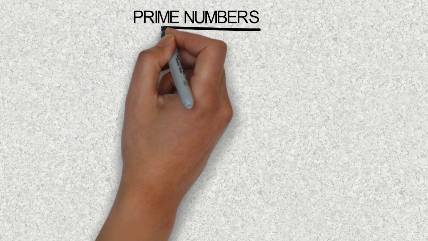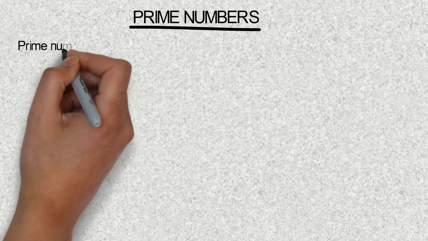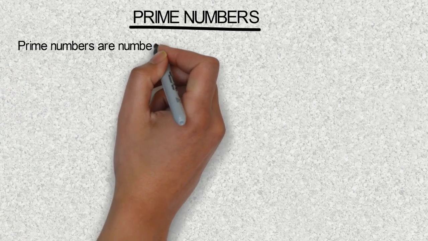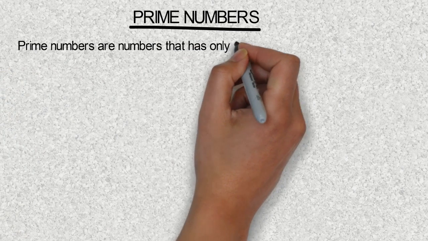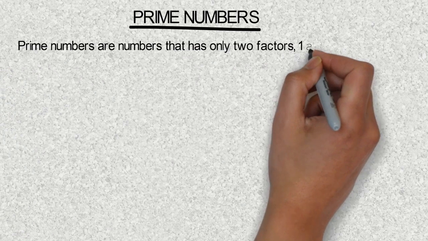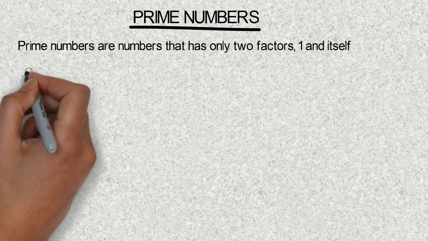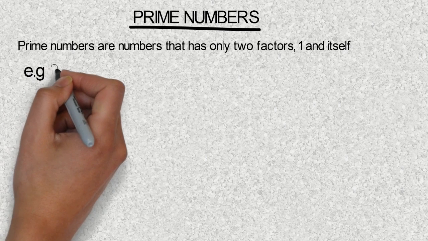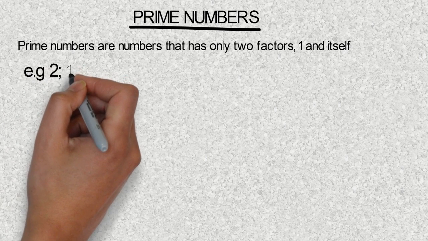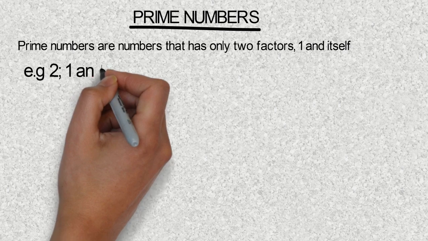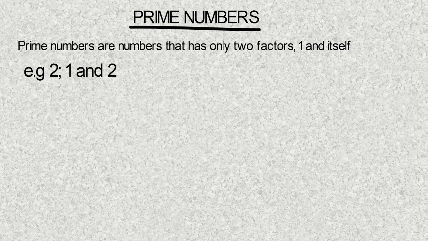Also, prime numbers. What are prime numbers? Prime numbers are numbers that have only 2 factors, that is 1 and itself. So that is a prime number. For example, let's get the factors of 2. The factors of 2 are just 1 and 2. So it has only 2 factors. So 2 is a prime number.